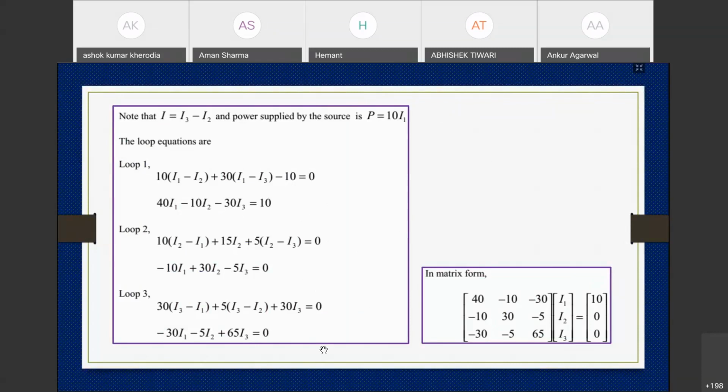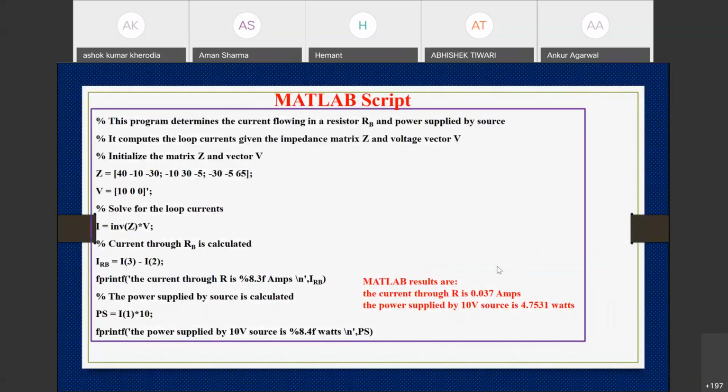In these 3 equations, this is Z into I, or R into I, which is equivalent to voltage. So this is your voltage. These are the coefficients: 40, minus 10, minus 30; minus 10, 30, minus 5, and so on. And these are the voltages: 10, 0, and 0. Now if you want to compute the loop currents I1, I2, I3, you can use the same approach.